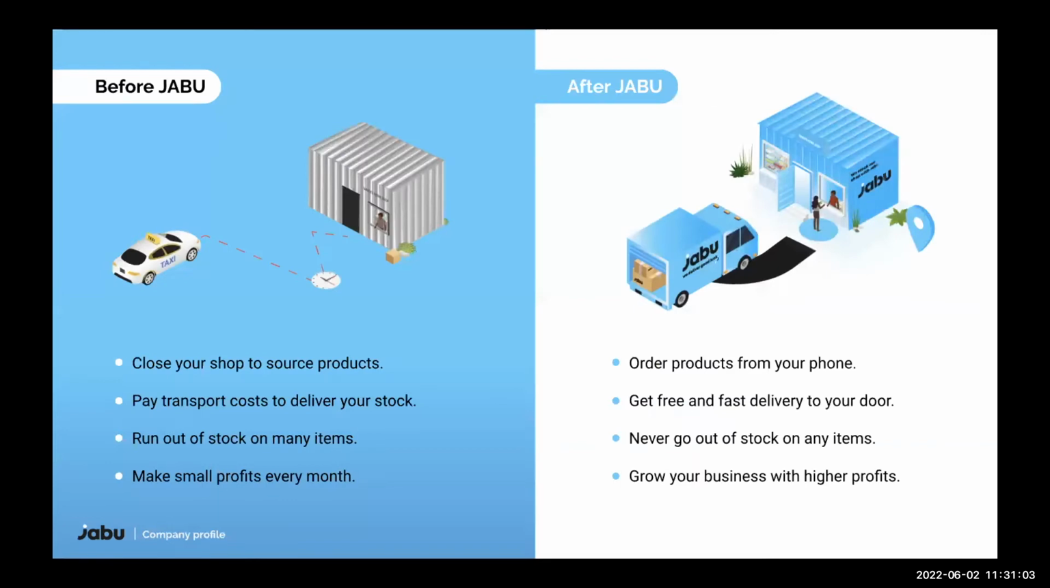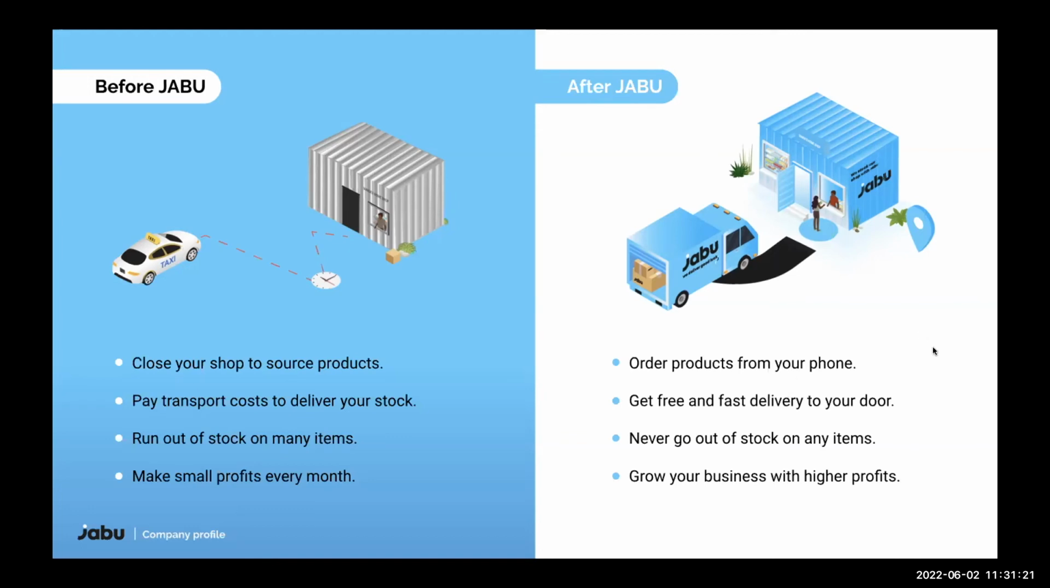Before JABU, these smaller merchants or retailers would close down their shop every time they needed to buy stock. They would take a taxi or some sort of transport. They would pay for that transport, buy the stock, pay for transport back, and then unlock their shop so that they could sell their products. And that was very costly and time consuming.